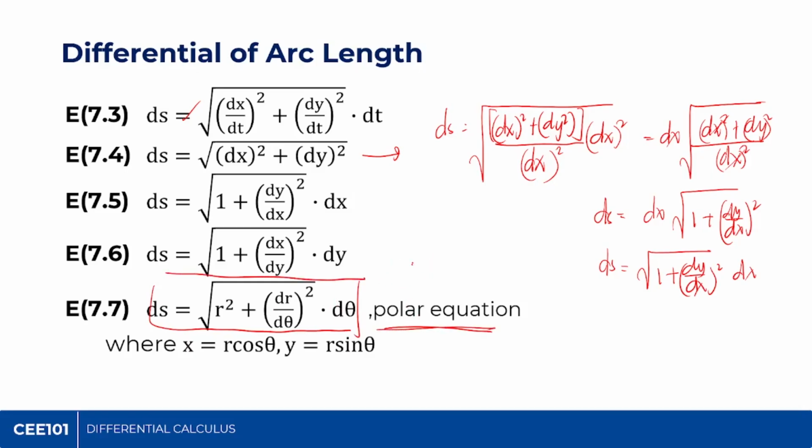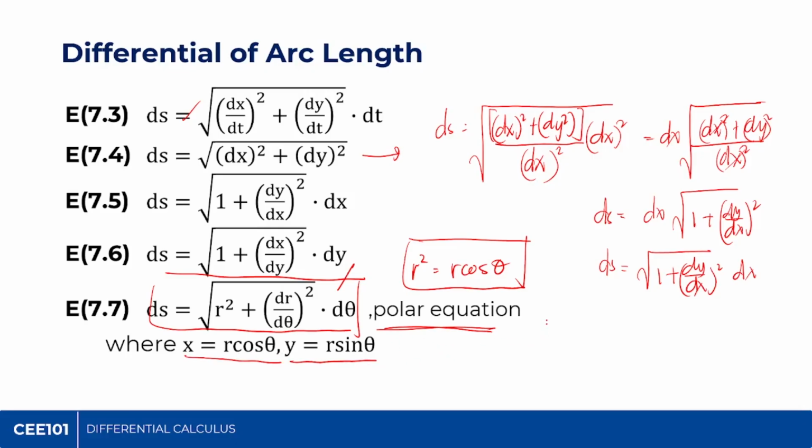When we say polar equation, yung may radius na. For example, r squared is equivalent to r cosine theta. So ito yung mga tinatawag nating polar equations. Now, for that polar equation, you just need to memorize this as the differential of arc length, and kindly take note that yung x natin would be r cos theta, and yung y natin would be r sin theta.